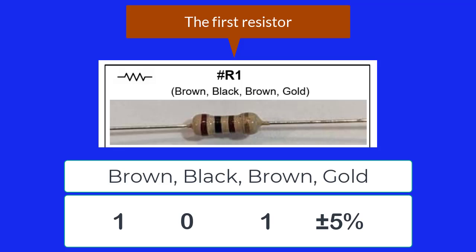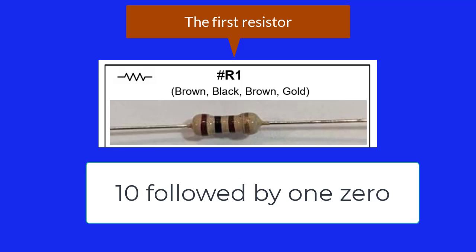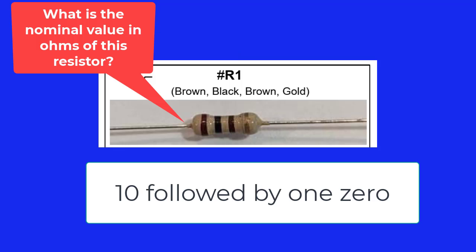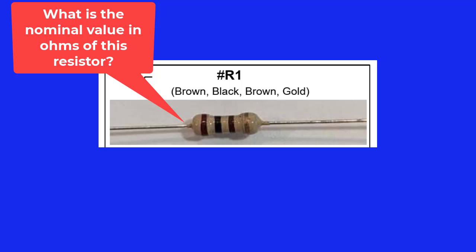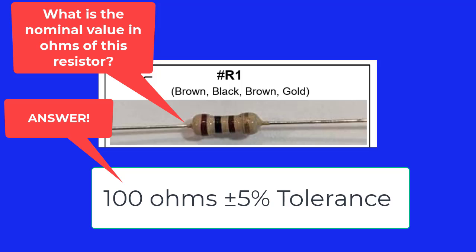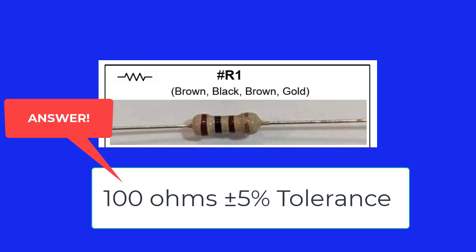That means 10 followed by 1 zero. So what is the nominal value in ohms of this resistor? You should answer 100 ohms with a tolerance of plus or minus 5%.